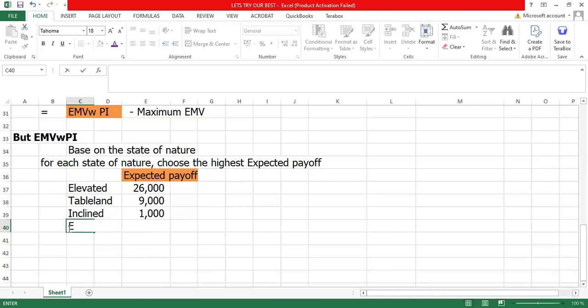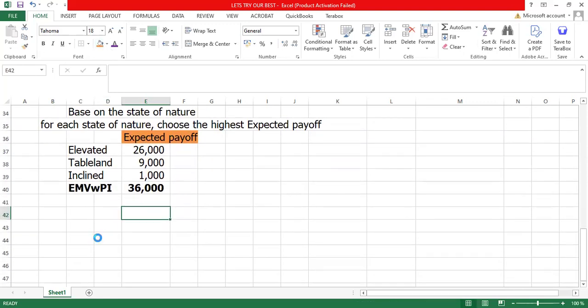So finally, sum up to get your expected monetary value with perfect information. You get this plus this plus this. And that is your expected value with perfect information.